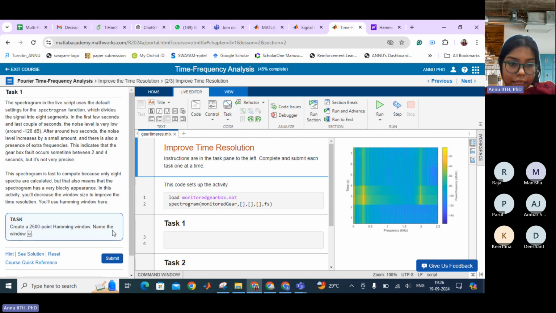The spectrogram is fast to compute because only 8 spectra are calculated, but that also means the spectrogram has a very blocky appearance. That's very true. A blocky appearance can lead to confusion between the actual value and the displayed value. That's why it creates a blocky experience. In this activity, we will decrease the window size. Okay, let's decrease the window size.